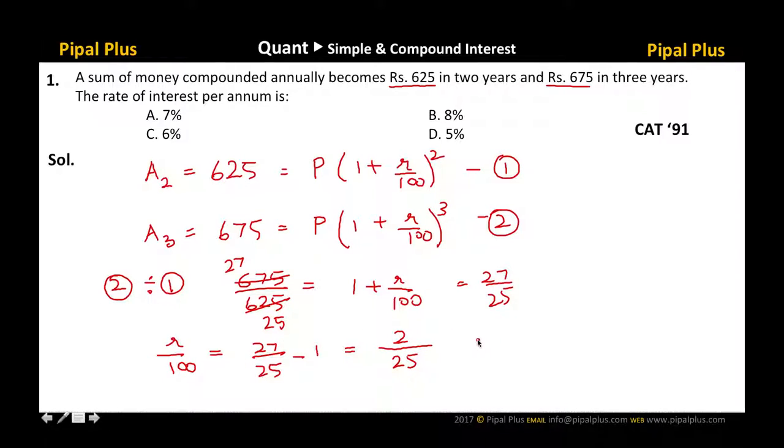So what we get is r equals 2 by 25 times 100, and r equals 2 into 4, which is 8. So r percent, the rate of interest, becomes 8%. The correct answer is B. Let's move on.